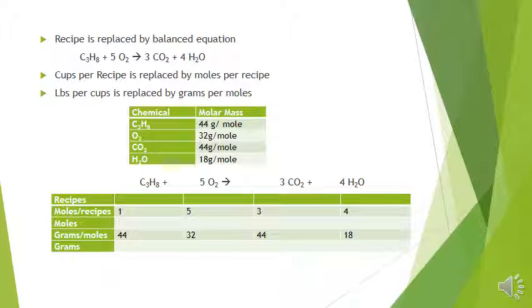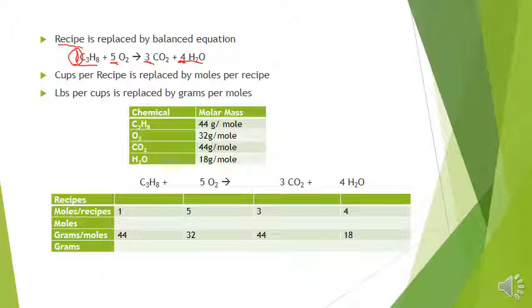The last part, before we go on to the next PowerPoint, is how this relates to chemistry. What we're going to do is replace the recipe with a balanced equation, because a balanced equation is just a recipe. It says 1 C3H8 plus 5 O2 gives me 3 CO2 and 4 H2O. Now, instead of cups, the number in front is going to be moles. So this can be 1 mole; for every time I do the reaction, this will be 5 moles, 3 moles, and 4 moles.